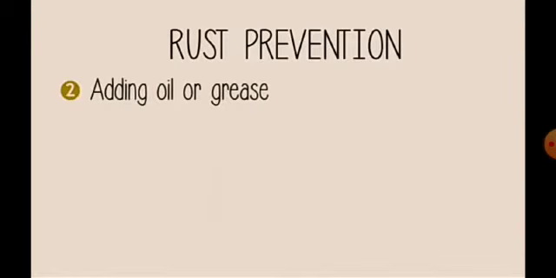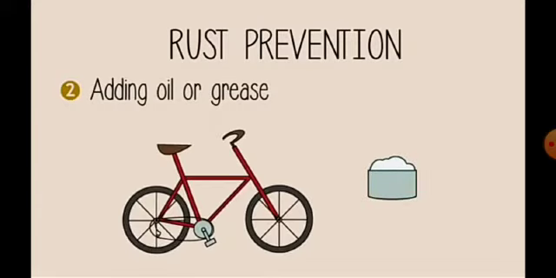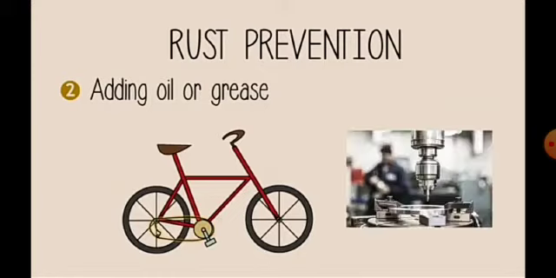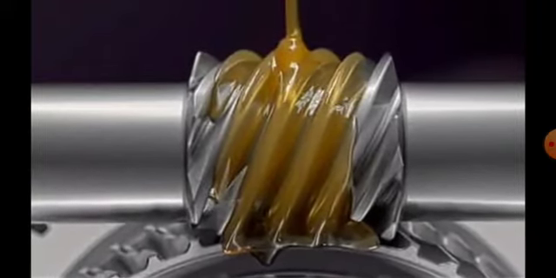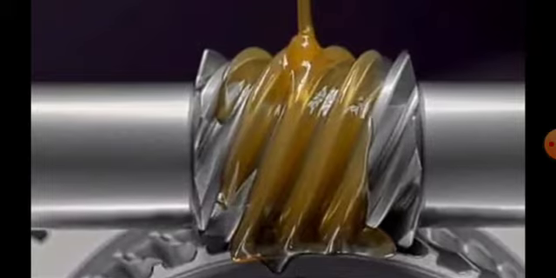The other way is by adding a layer of oil or grease. Here in the bicycle chains or any machine parts, we use this because it lubricates and lowers down the rusting by coating it with grease or oil.